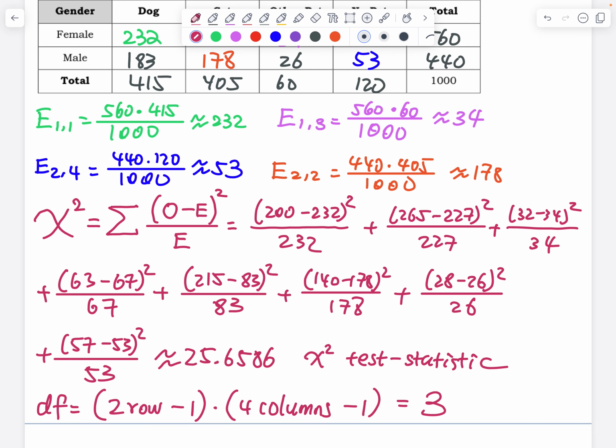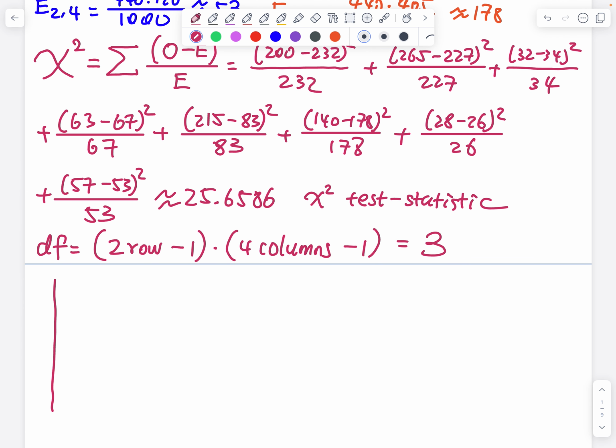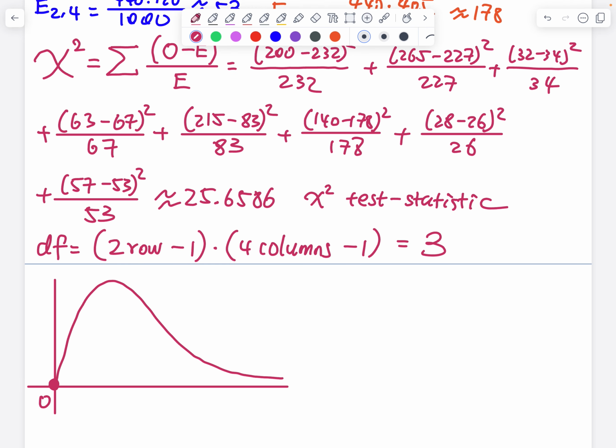And now, to calculate the p-value, I will be using a graphing calculator, but if you are using R, Minitab, or Excel, there is a way to calculate this for the chi-square. What the chi-square means is we have an xy plane, and we draw a chi-square graph that starts at the origin, and the chi-square graph looks like that. And this one is 25 something, right? So this is a 0.